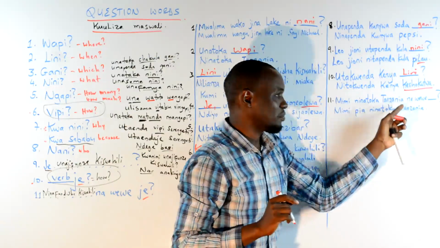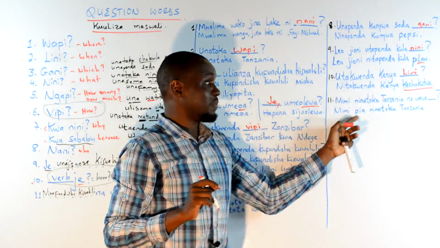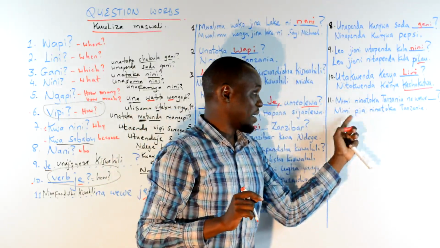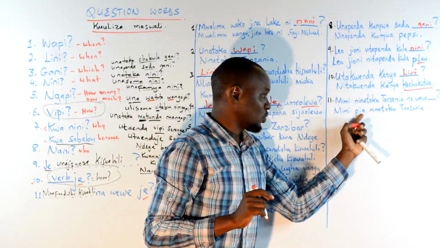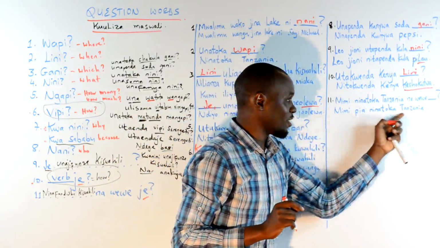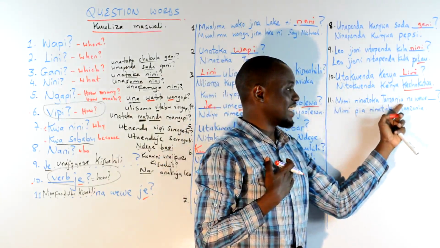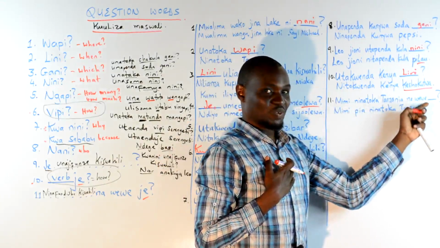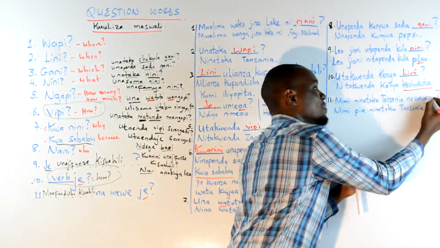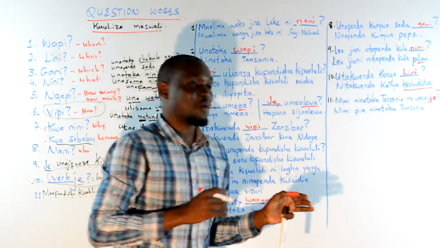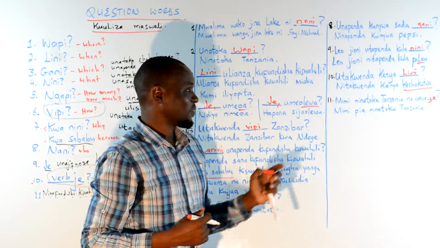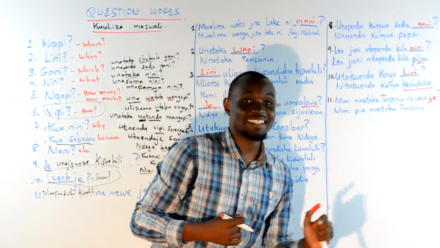Mimi ninatoka Tanzania. Na wewe? Mimi pia ninatoka Tanzania. Me too. Me also. I come from Tanzania. And you? What about you? That will be the question. Na wewe je? What about you? Mimi pia nimetoka Tanzania.